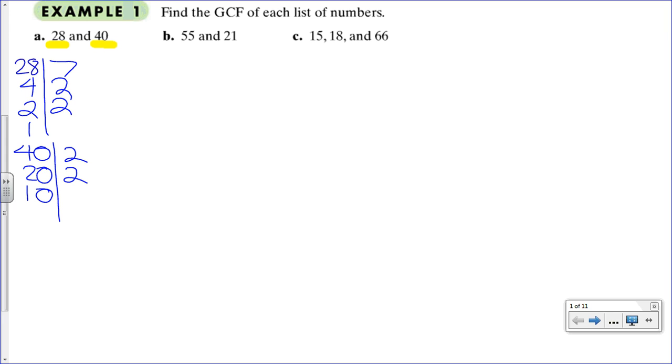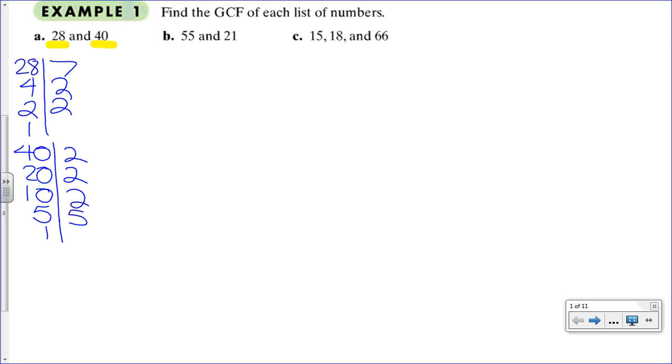And then what can we divide 10 by? 2, and we get 5. And then what can we divide 5 by? 5, and then we get 1, right? So that's it. Those are the prime factors of those two numbers.